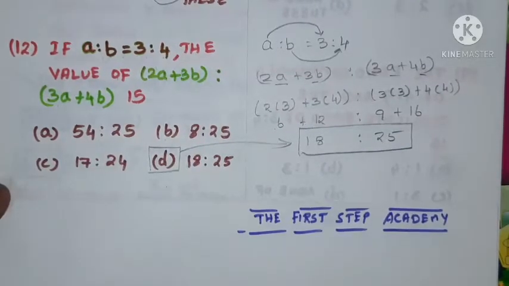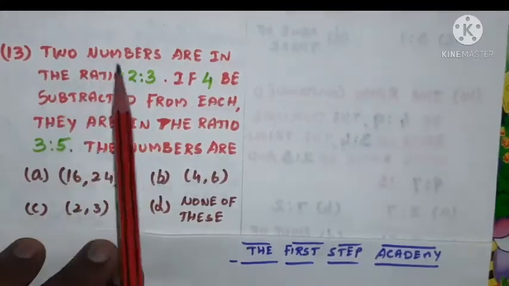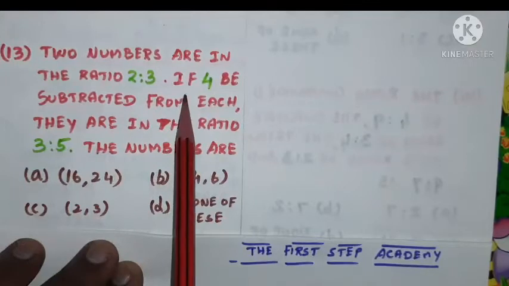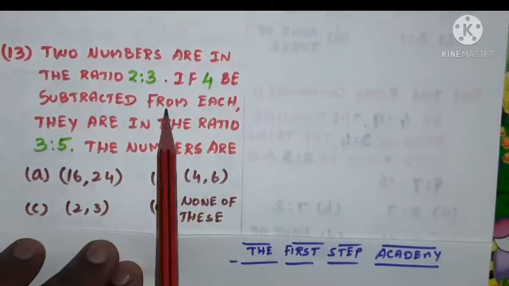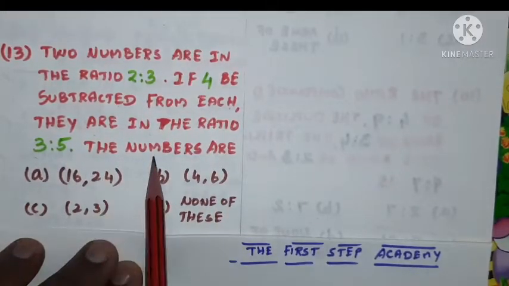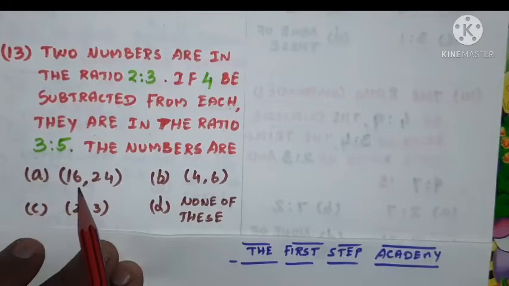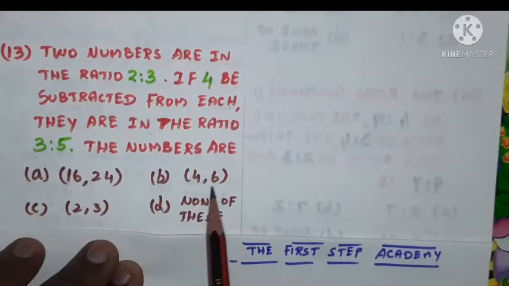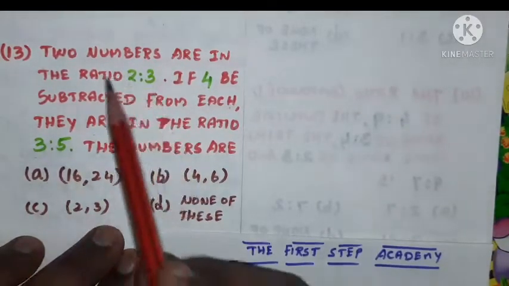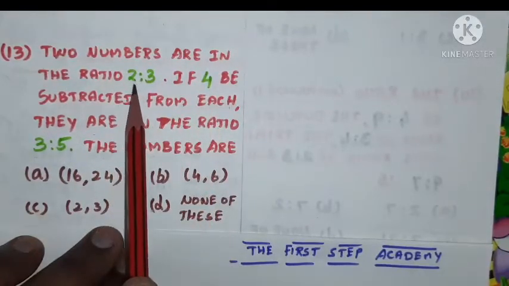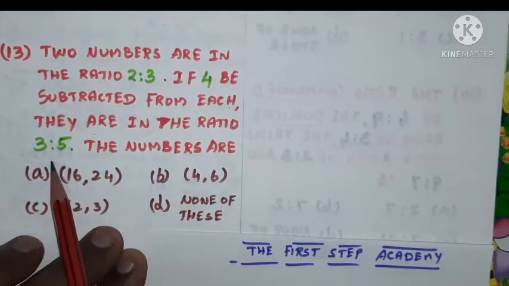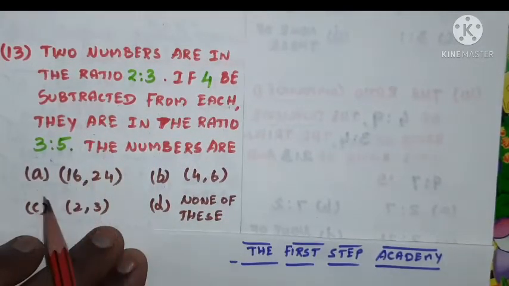Fine, we'll go to the 13th one. The 13th problem is: two numbers are in the ratio 2 is to 3. If 4 be subtracted from each, they are in the ratio 3 is to 5. The numbers are: option A 16, 24, B 4, 6, C 2, 3 and D none of these. So they said that the two numbers are in the ratio of 2 is to 3. If 4 be subtracted, then the ratio will become 3 is to 5. Then they are asking us to find the numbers.